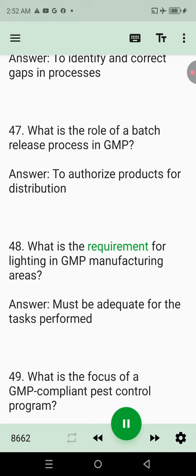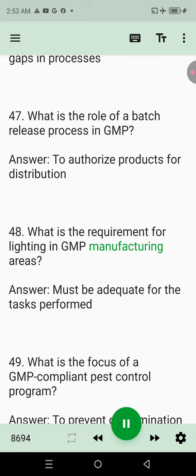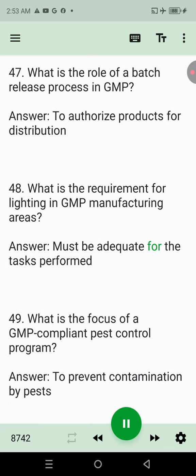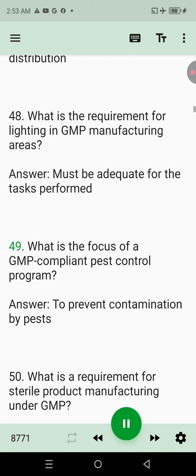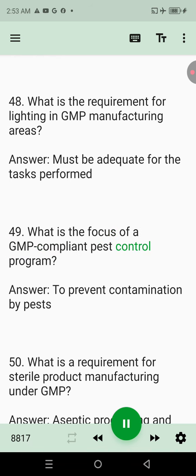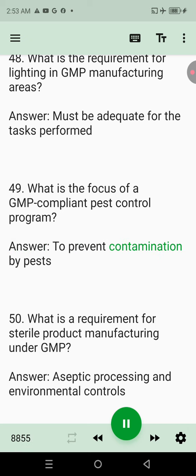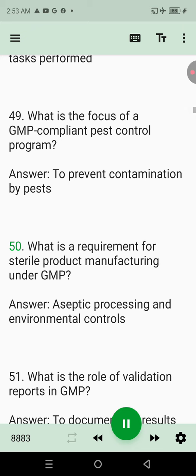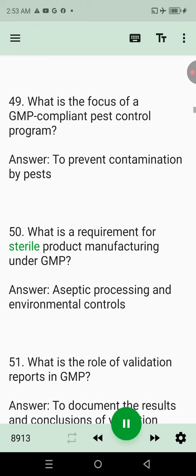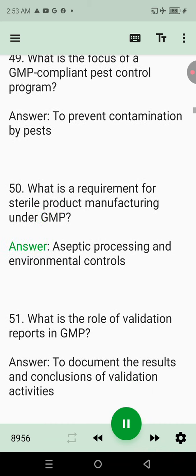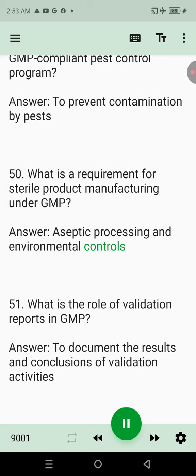48. What is the requirement for lighting in GMP manufacturing areas? Answer: Must be adequate for the tasks performed. 49. What is the focus of a GMP-compliant pest control program? Answer: To prevent contamination by pests. 50. What is a requirement for sterile product manufacturing under GMP? Answer: Aseptic processing and environmental controls.